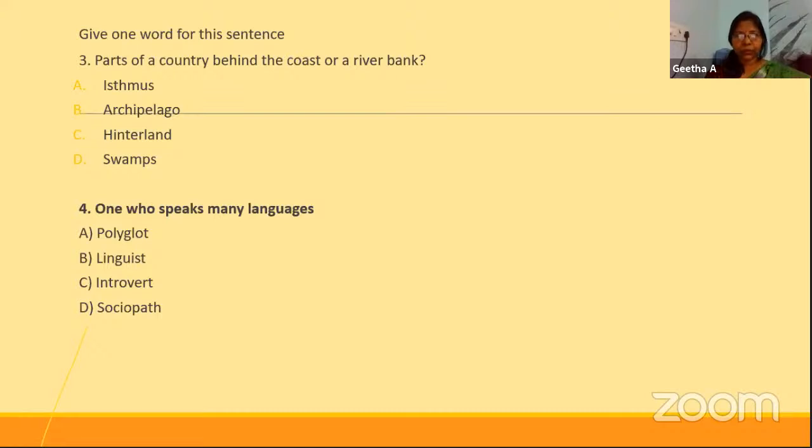Parts of a country behind the coast or a river bank. So we have isthmus, we have archipelago, we have hinterland and swamps. B is it? Okay, fourth one. So we are just looking into the third one. Swamps actually mean a land which is filled with water all the time. Okay, that is swamps.